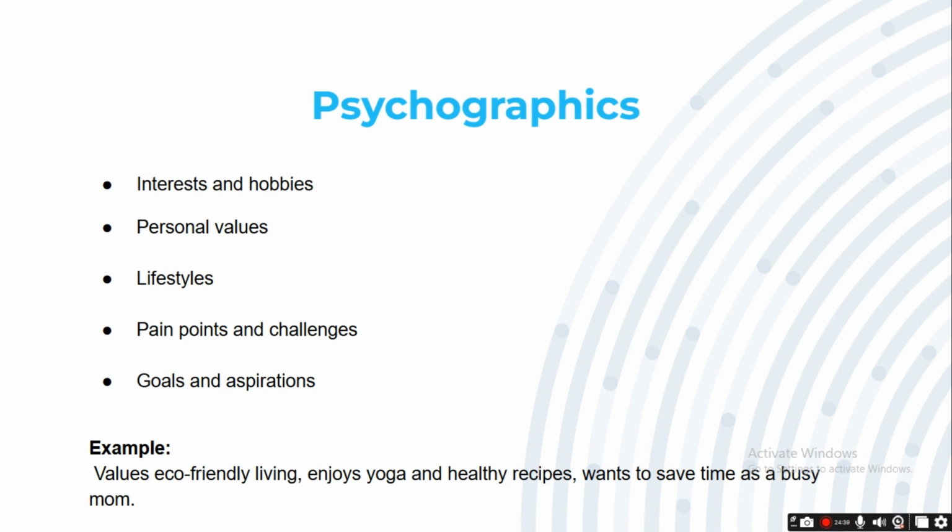B. Psychographics, what they care about. Deeper insights into their personality, interests, and values. Hobbies and activities. Personal goals and dreams. Challenges and frustrations. Values and beliefs. Example: values sustainability, enjoys cooking, wants to save time as a busy mom.